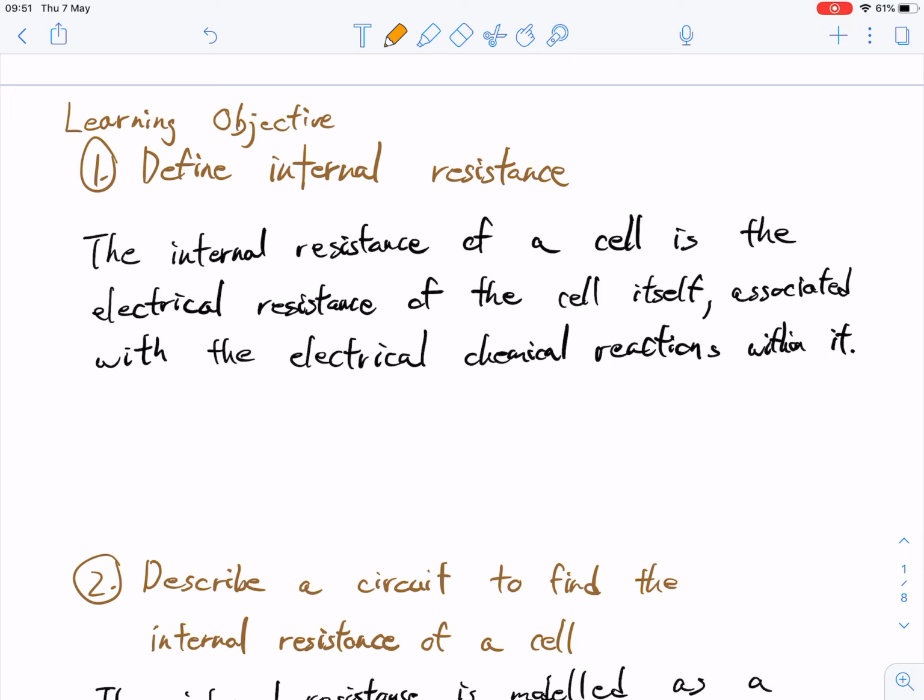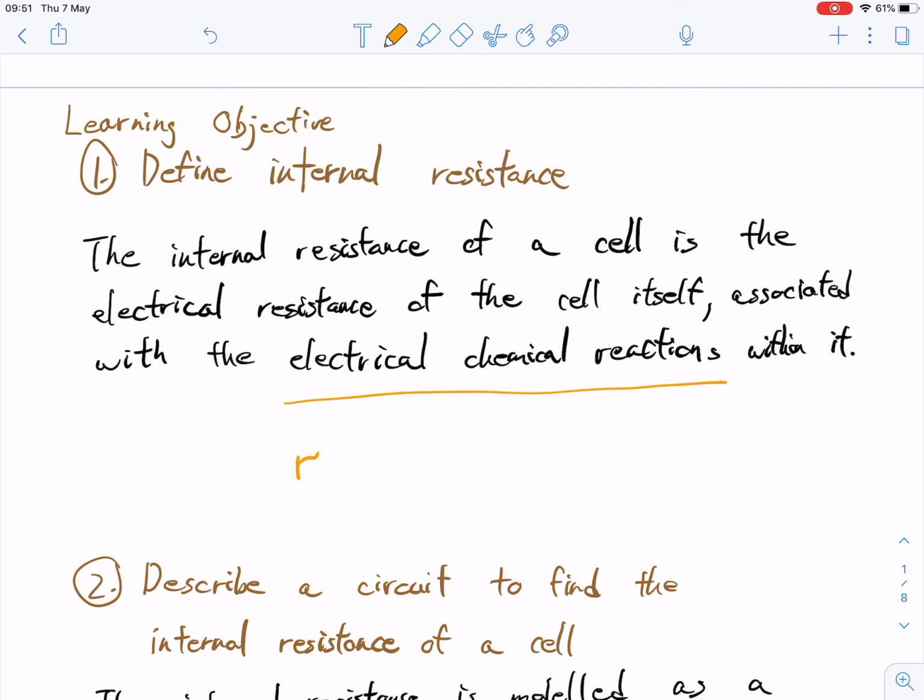So the definition you can see in black here is that the internal resistance of a cell is the electrical resistance of the cell itself. And this is associated with electrochemical reactions. So as the cell is producing its voltage, when the current is being drawn, there is going to be an electrochemical reaction, and inside of that there's going to be a little bit of resistance. We're going to see a little bit more on this later, but the variable for resistance is little r because there's less of it.